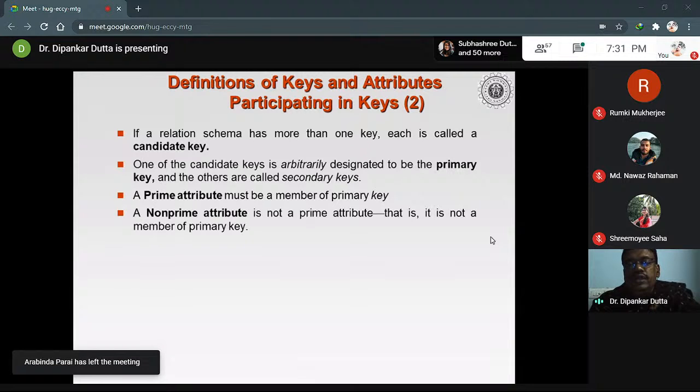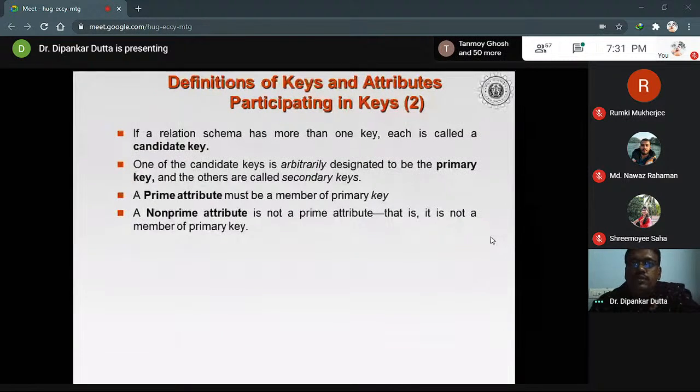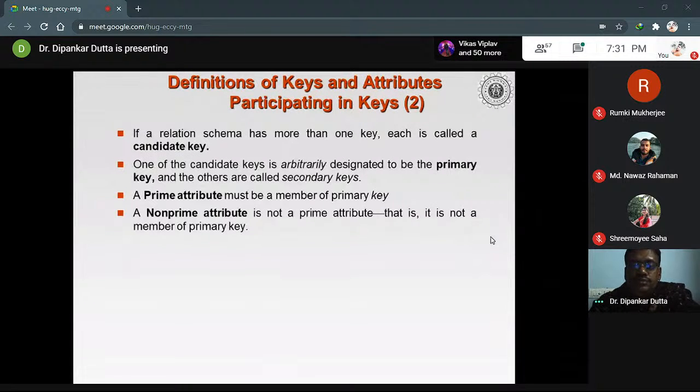Okay. So in a table, suppose there are 10 attributes. Among these 10 attributes, 2 attributes form the primary key. So those 2 attributes are prime attributes. And the remaining 8 attributes are non-prime attributes, which are not members of the primary key. Okay, so I think prime attributes and non-prime attributes are clear to you.